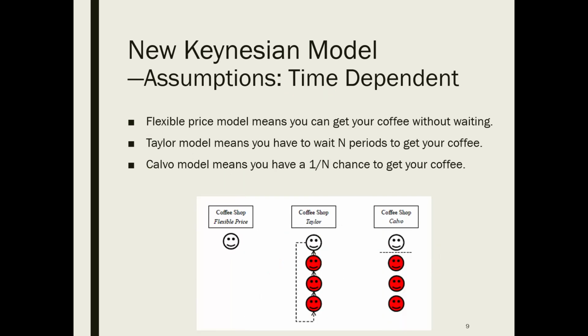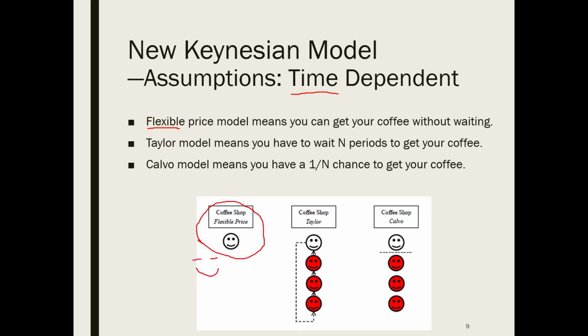Now let's turn to the time-dependent models, which assume that when you can reset the price only depends on time. Let's use an illustrative metaphor to explain the difference between different types of time-dependent models. Let's take resetting price as getting your coffee. Under the flexible price model, you can set your price anytime you want. It's like you can get your coffee without having to queue whenever you want to buy a coffee.